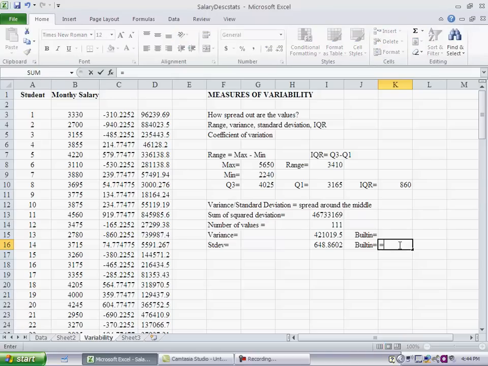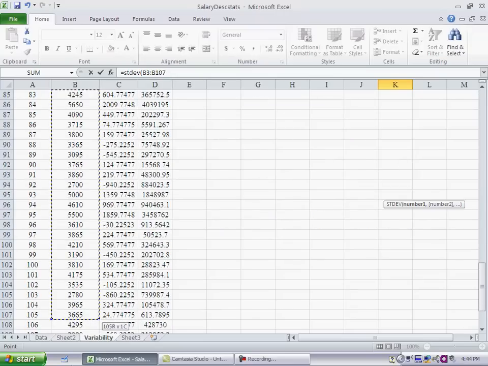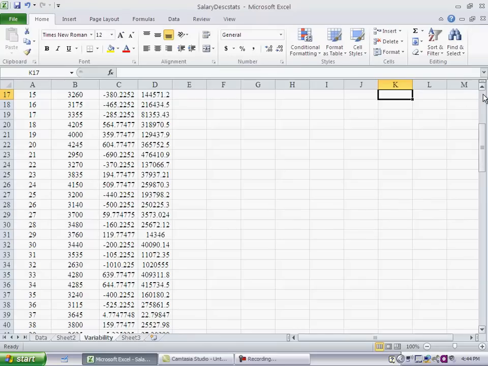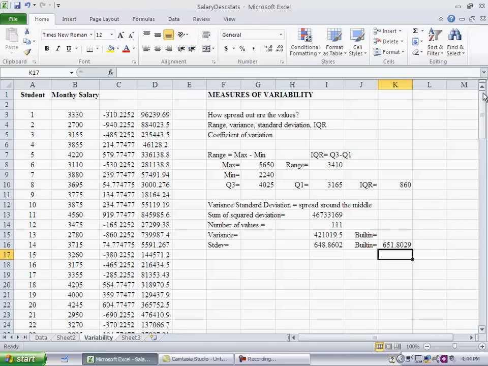So I'll simply say stdev, and I'll highlight all 111 values. And it gives me the standard deviation. Now you can notice that it's slightly different from what we computed manually, and I'll tell you in a minute why that difference occurs.